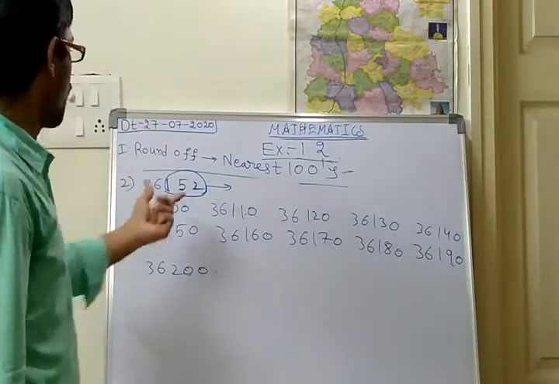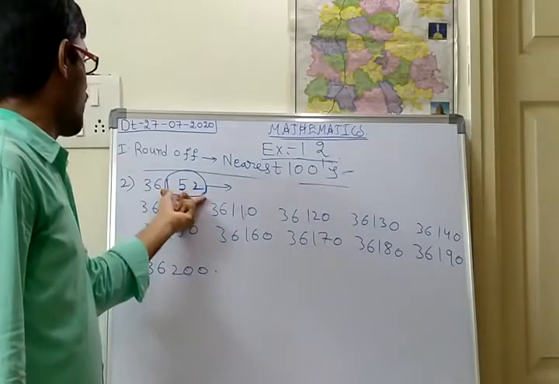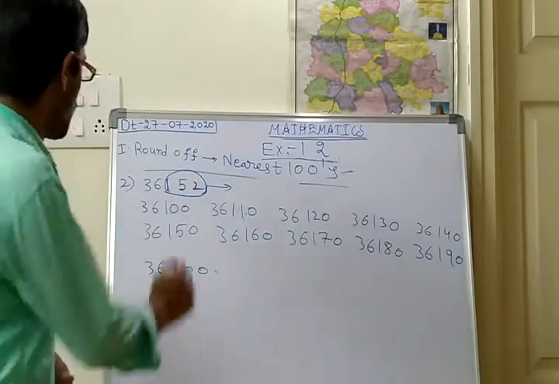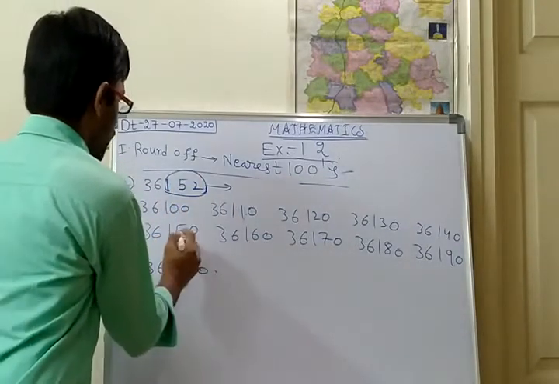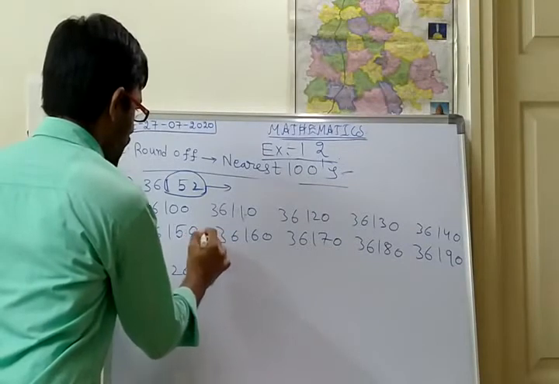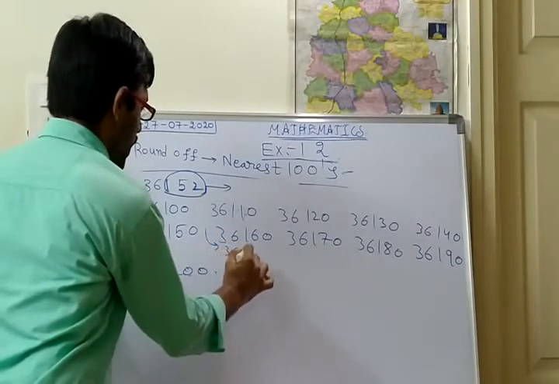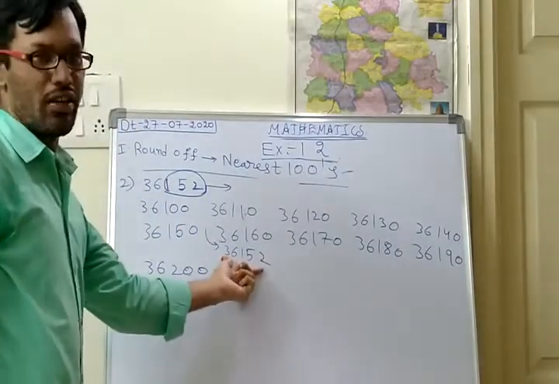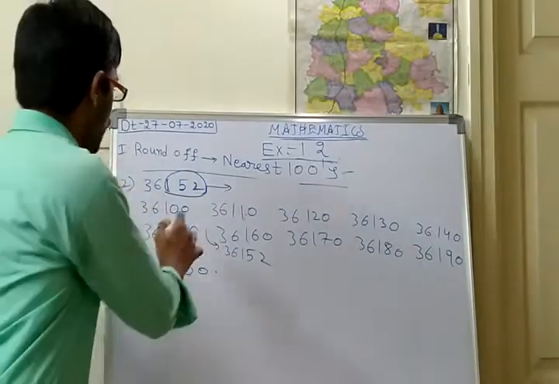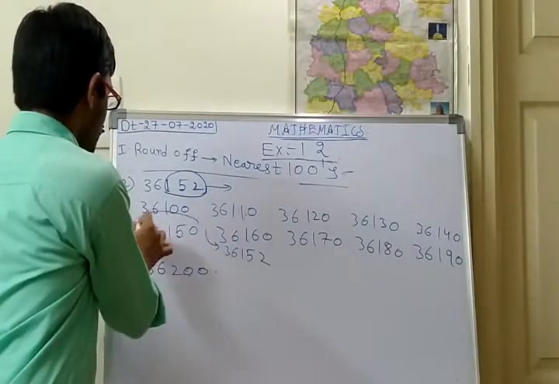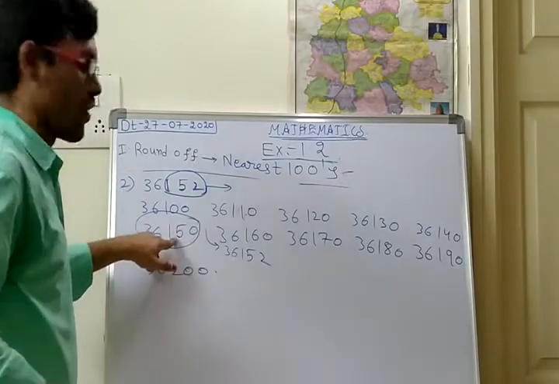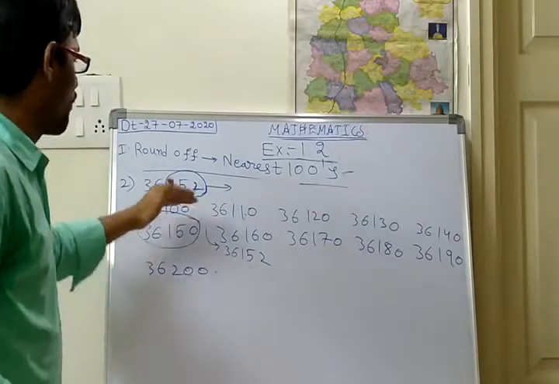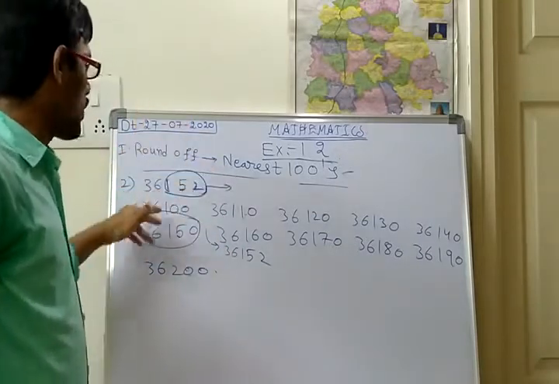After 36,000, what is it? 152. So where is 152? 150 is here, and after 150 there will be 36,152. Somewhere in between these two numbers it will be 152. So where is it lying? What is the middle number? Middle number is 36,150. If it is before 150, you should take the before 100 value.